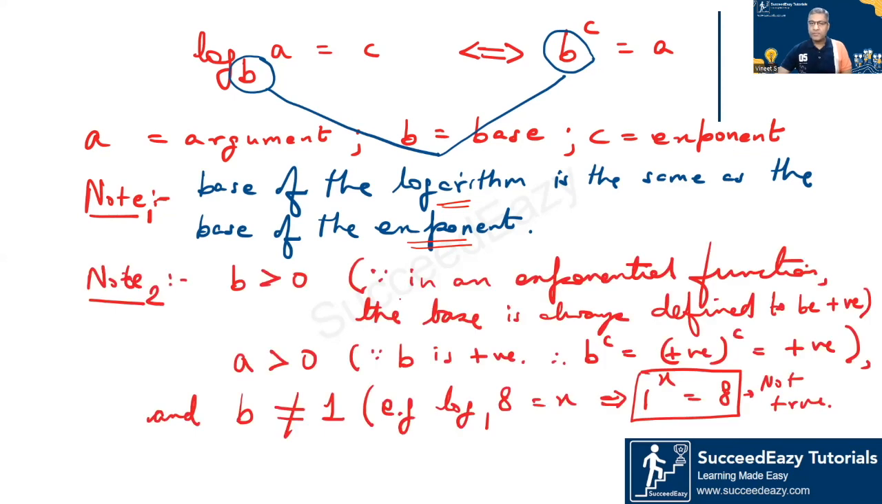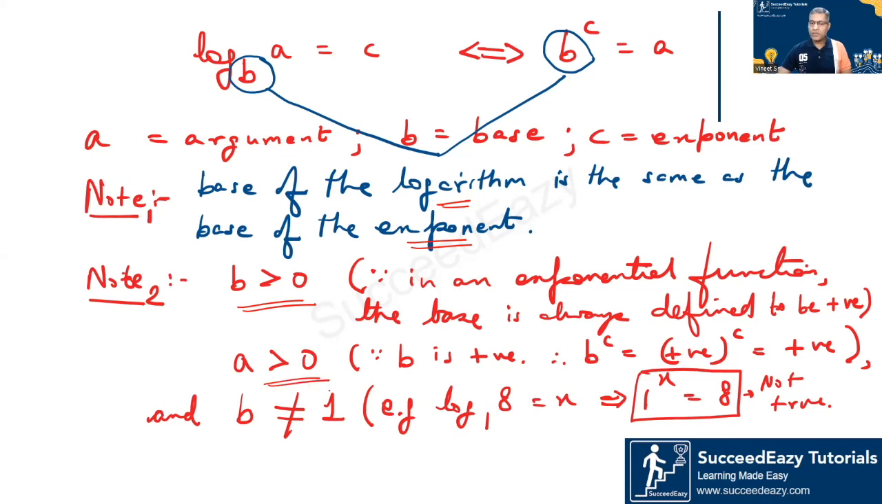Another point, base b is greater than 0. That is, it is positive in an exponential function, right? Why so? Because in an exponential function, the base is always defined to be positive. Okay, so the base is always positive. Remember that. Now, the argument a is greater than 0.